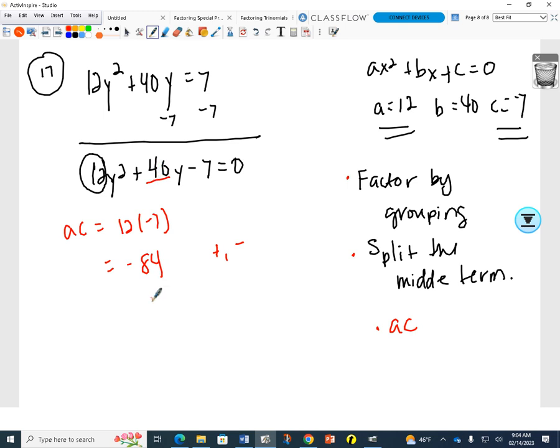Well, it's not 1 and 84. How about 2 and 42? Yes, because one's positive and one's negative, right? So I need a positive 40, so I need my smaller one to be negative: negative 2 plus positive 42 would give me positive 40. So now I'm going to rewrite this as 4 terms. I'm going to split the middle term. The first term and the last term are going to stay the same, but the middle term we're going to split into 2 terms that have a sum of the original middle term.